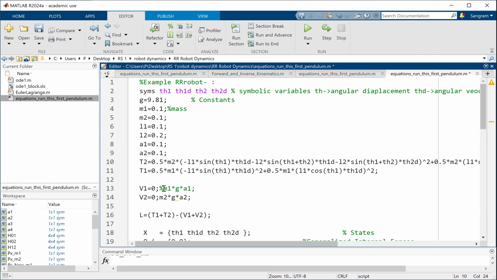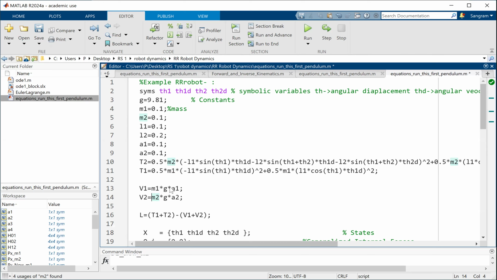And then I will just show you quickly. Kinetic energy and potential energy. Potential energy is here. Now, for sake of simplicity, I'm finding the kinetic energy of the first mass on line number 11. I'm finding the kinetic energy of the second mass on line number 10. I'm finding the potential energy for the first mass on line number 13. And I'm finding the potential energy for the second mass on line number 14.